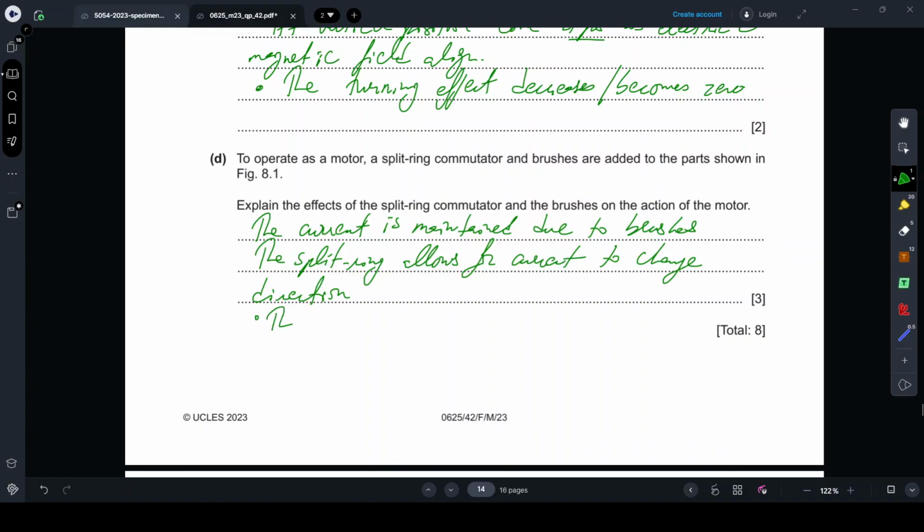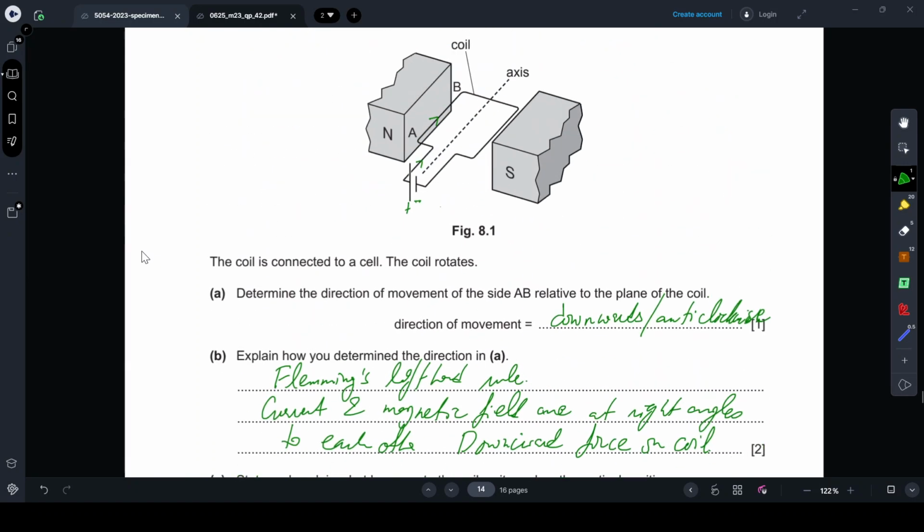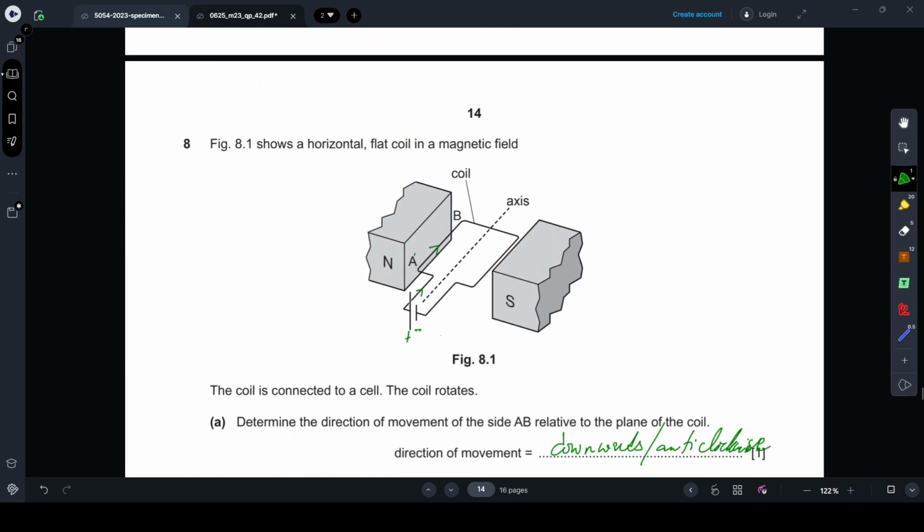Right, and so the current reverses. If you go and check the book and the explanation, at that position when the current reverses, over here it caused a downward force, then it will cause an upward force, and that will keep the coil rotating anti-clockwise in this case, right?